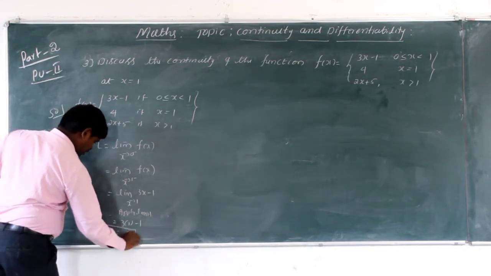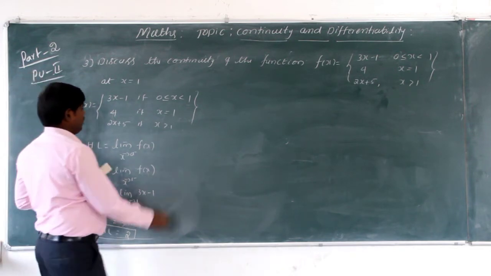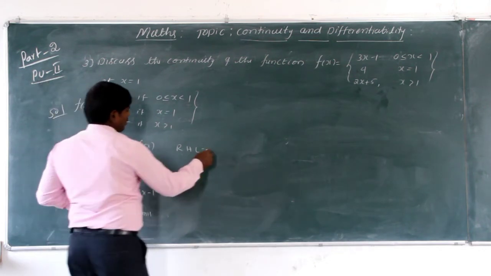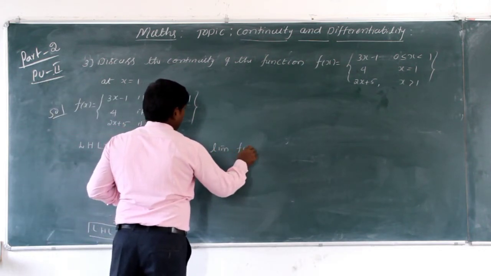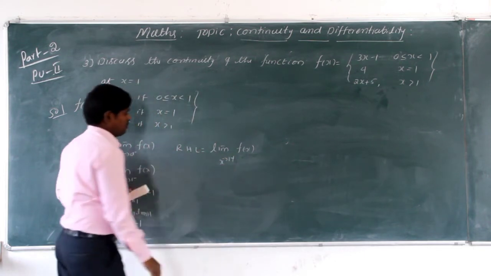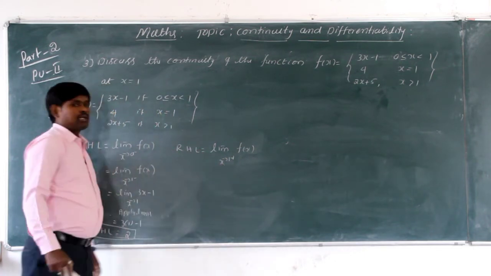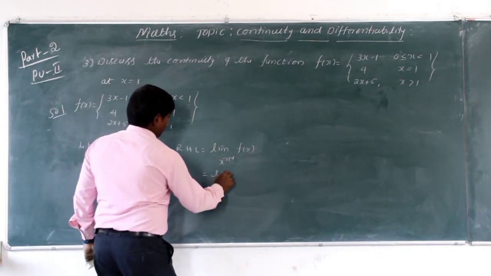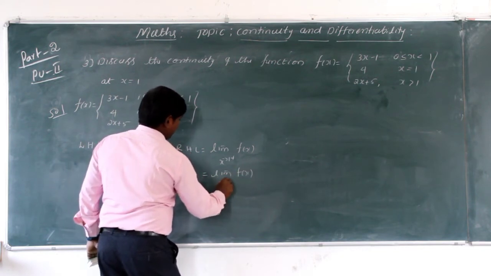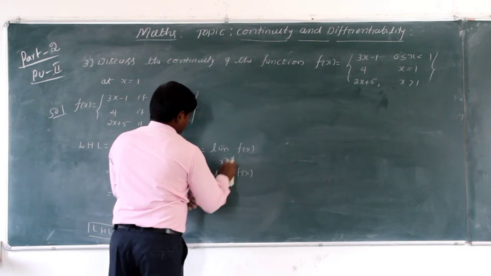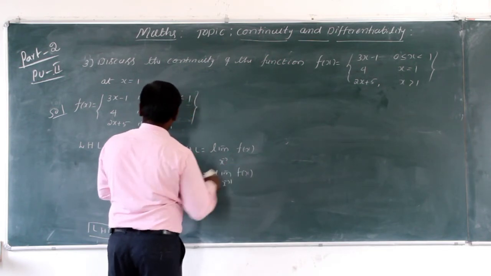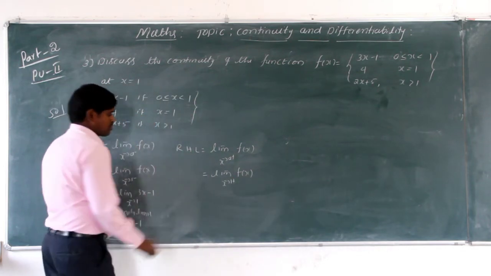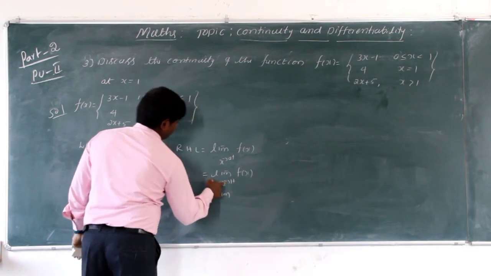So the left hand limit is 2 here. Similarly, the right hand limit: the limit of f of x as x tends to 1 plus. 1 plus means greater than 1, the value of x is greater than 1. Then we take the limit of f of x as x tends to a plus, this is the definition. Here I am taking 1 plus, so that is why I am taking x greater than 1.